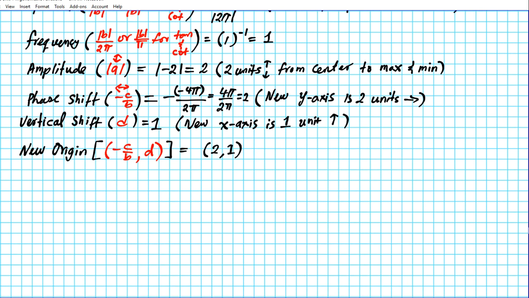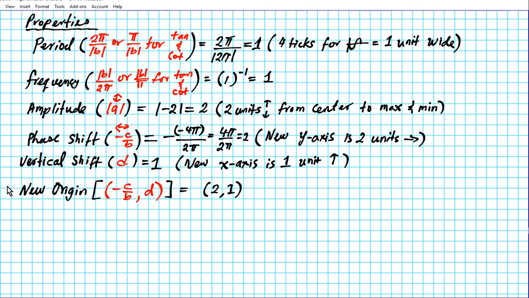Now to help us set up the graph to ensure that we don't draw our graph outside the paper, let's go ahead and set up a window to know what boundaries we want to keep our graph within. So let's start with the center, or new origin. The new origin is 2, 1. So from the new origin, we're going to go up and down by the amplitude. We're going to go a certain amount of units up and a certain amount of units down.